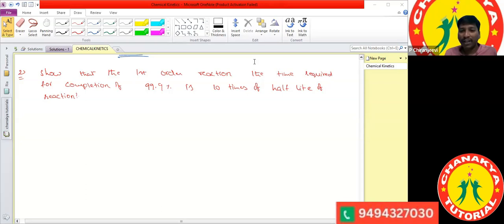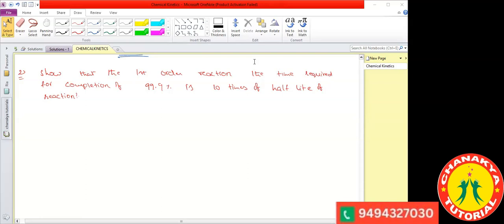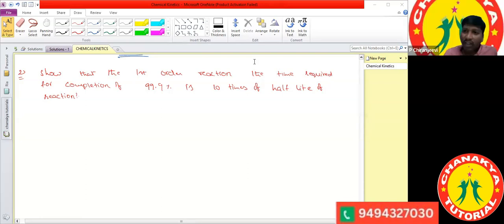How can we find out the rate constant? Sir, can we use the half-life formula? Very good, Kathy. First, we have to use the half-life period formula to find the rate constant, because the t-half value is already given.